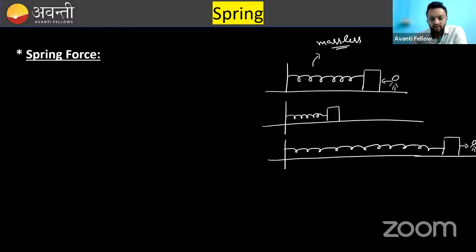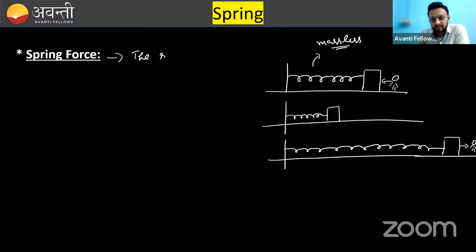The first thing I told you, whenever you compress or elongate the spring, it exerts a force to oppose its change in position, and that force is known as spring force. This is the first thing that you need to remember, and you have felt that. If you compress the spring, it will exert a force to oppose your motion, to oppose your force, and this force is known as spring force. So what is spring force?